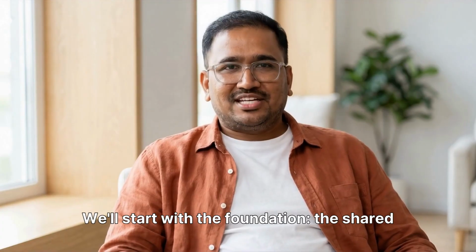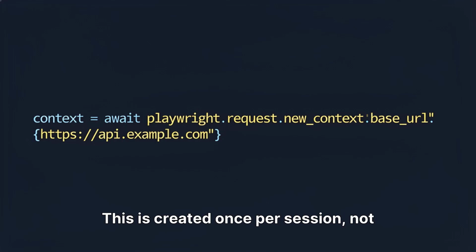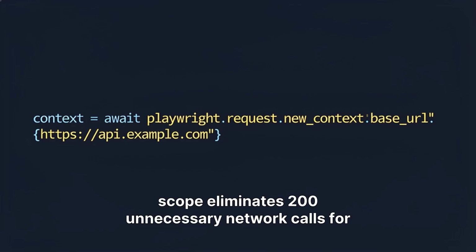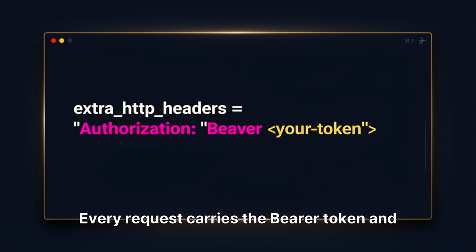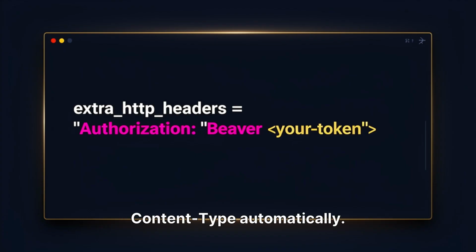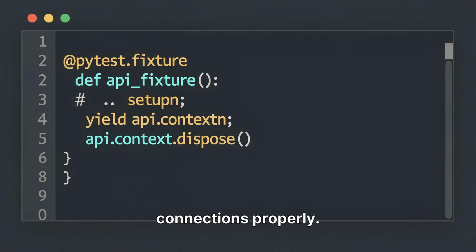Now let's build each layer. We'll start with the foundation, the shared API fixture. First, our session scoped fixture. This is created once per session, not once per test. If you have 200 API tests, session scope eliminates 200 unnecessary network calls for fresh tokens. This is where we set the auth globally. Every request carries the bearer token and content type automatically. And we finish with context disposed to release connections properly. Always include this clean teardown.